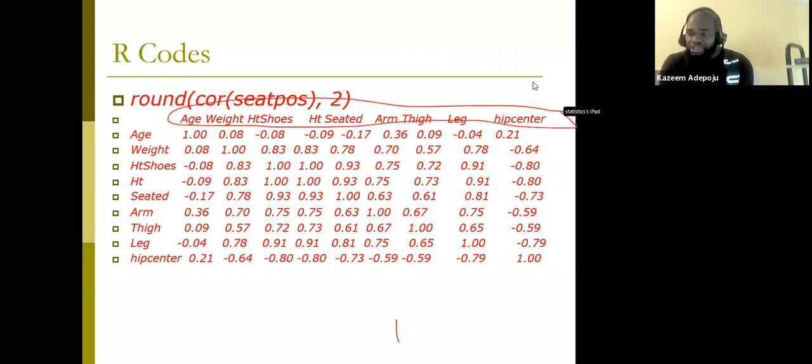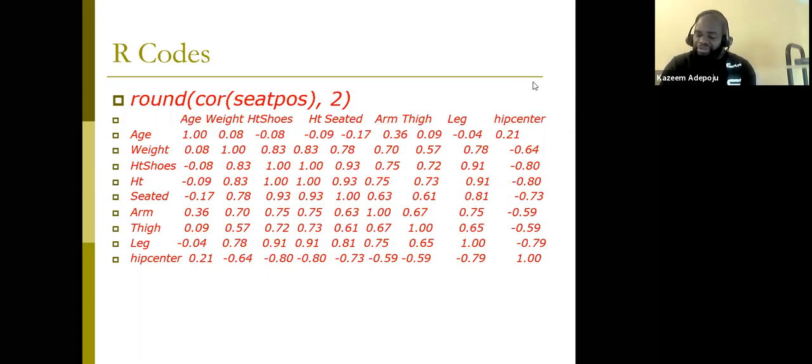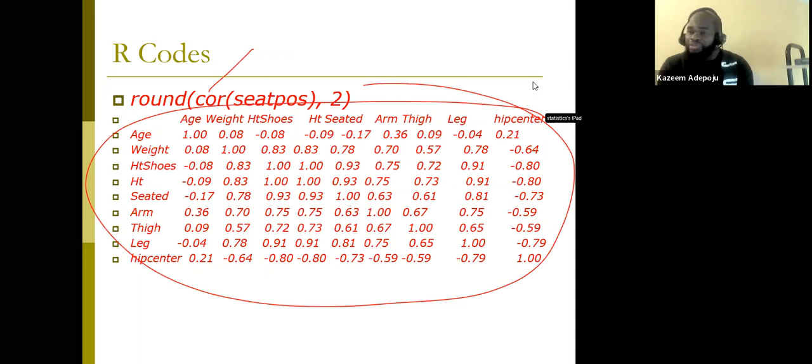I have age, weight, height of shoes, and so on. The predictor variable is hip center. And what am I trying to do right here? I'm trying to get a correlation. Look at the code. I'm trying to get a correlation of all the variables.